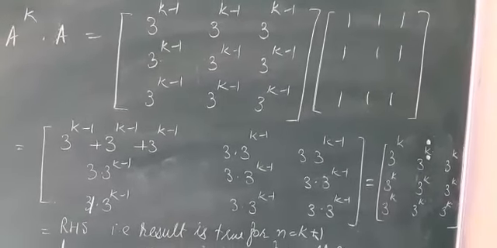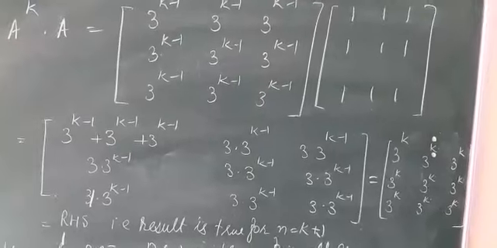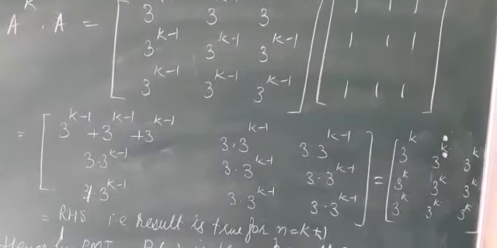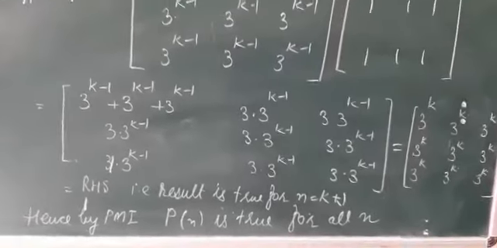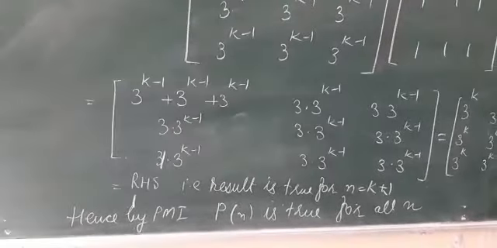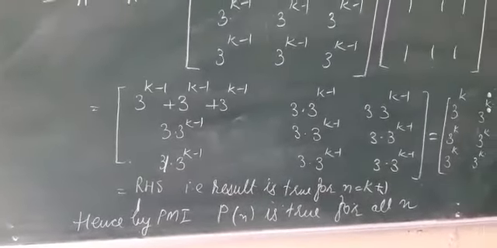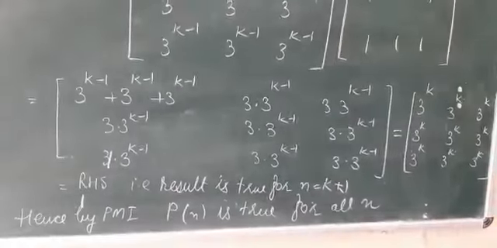So I got each entry of a square matrix of order 3 as 3 raised to the power k minus 1 into 3, which is equal to 3 raised to the power k, and that is equal to my RHS. So the result is true for n equals k plus 1. Hence, by the principle of mathematical induction, Pn is true for all n.